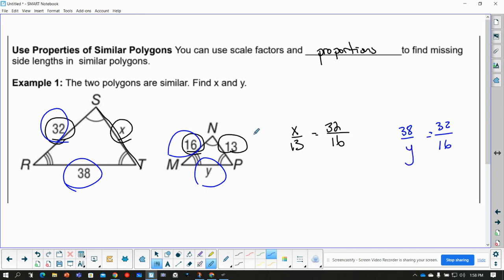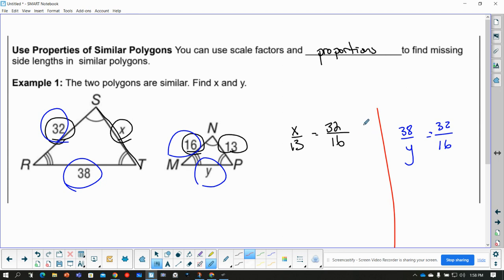Notice I'm completely consistent with all of these ratios set up with this triangle. Any side from this triangle goes in the numerator, any side from this triangle goes in the denominator. I have two equations. This one only has an X, this one only has a Y. I can solve these problems.